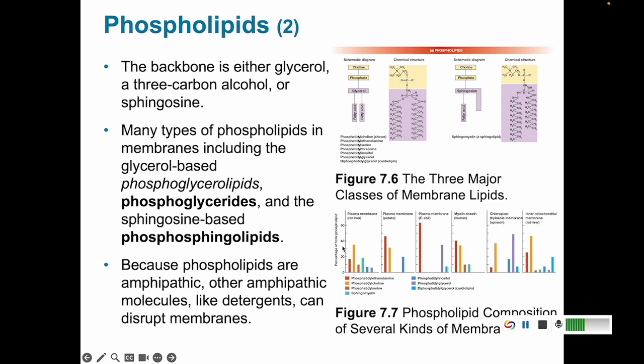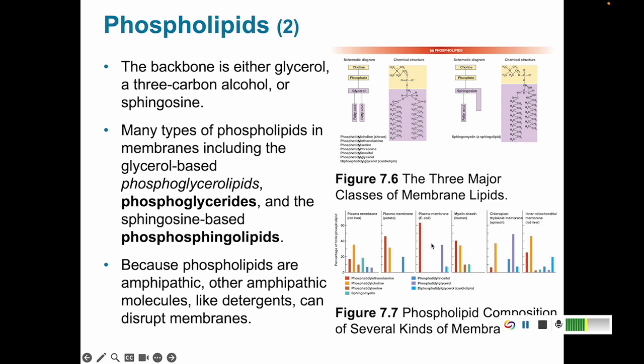This also gives you different kinds of phospholipids that are in different kinds of membranes. Here is what is in your plasma membrane of a rat liver. We have mainly phosphatidylcholine. We also have phosphatidylethanolamine. We have some phosphatidylserine. We have some sphingomyelin. The plasma membrane of a potato, you can see different species have different characterizations of their different types of membranes.